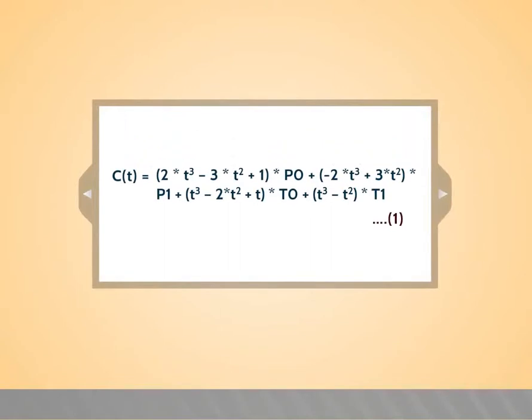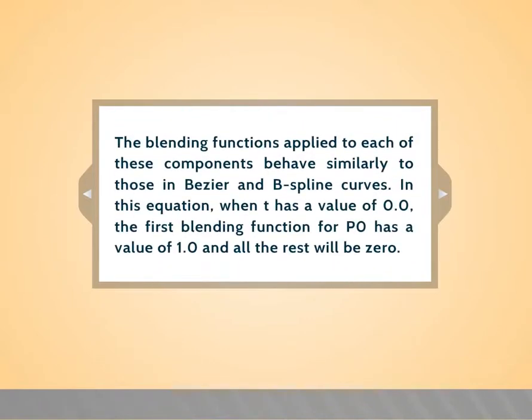C of t is equal to (2t^3 - 3t^2 + 1) P0 + (-2t^3 + 3t^2) P1 + (t^3 - 2t^2 + t) T0 + (t^3 - t^2) T1. The blending functions applied to each of these components behave similarly to those in Bezier and B-spline curves.